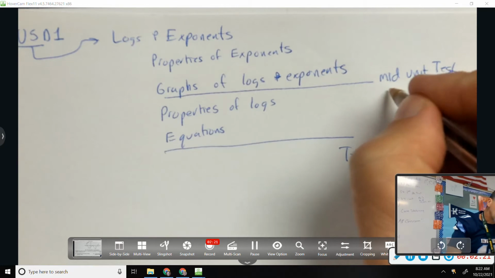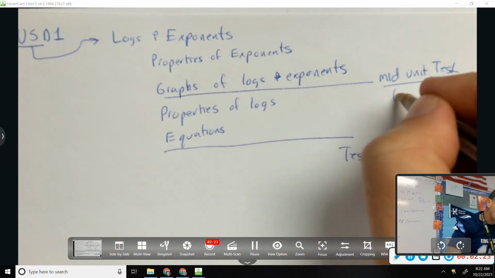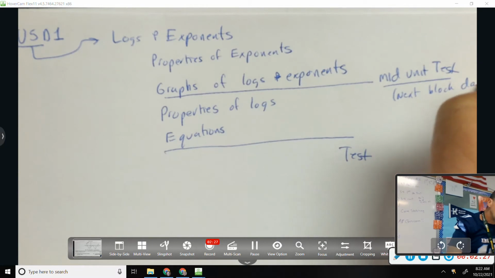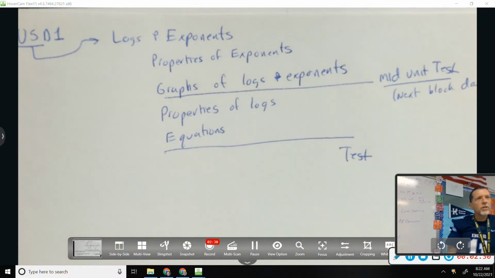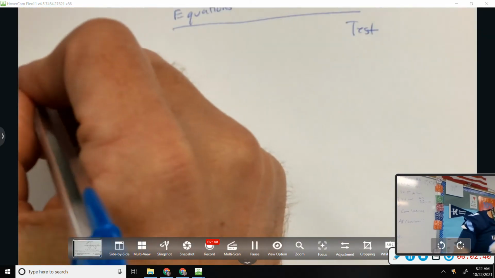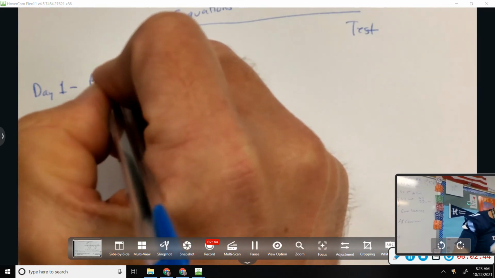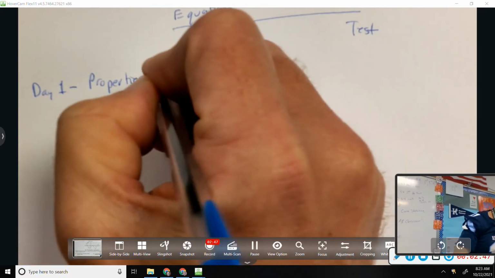So that's kind of what's coming up. The next test we have is next block day. So that's a quick turnaround. That's next Thursday for you guys. But the good news is there's only a couple things on it. So it should go okay. Should. All right, you guys keep telling me you know about exponents, so let's make sure here.